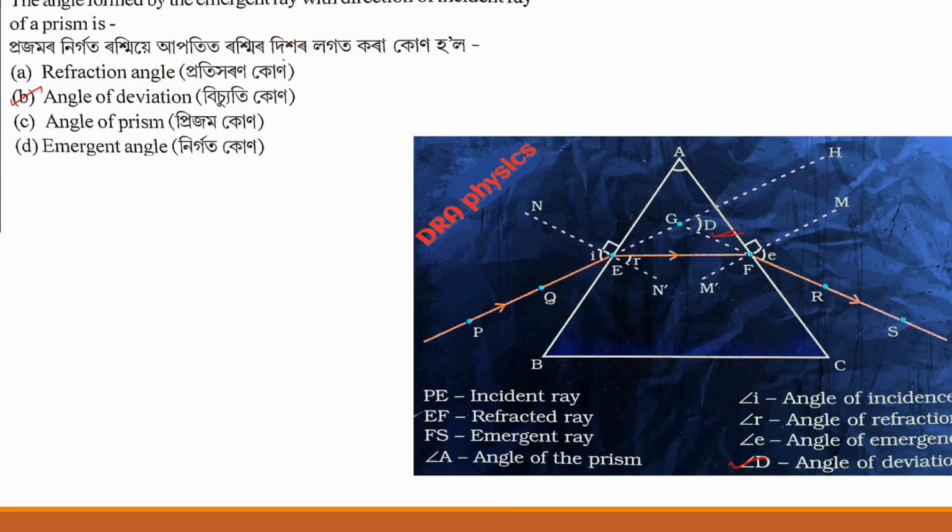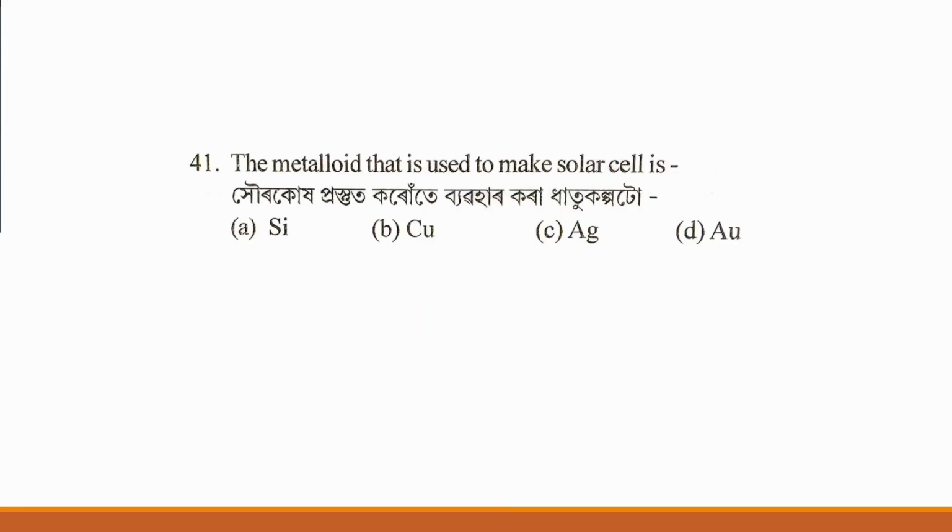The metalloid that is used to make solar cells is. Options are given: A, silicon; B, copper; C, silver; and D, aurum, that means gold. So the correct option for this question will be silicon. Why? Because silicon is the metalloid that is most commonly used to make solar cells.